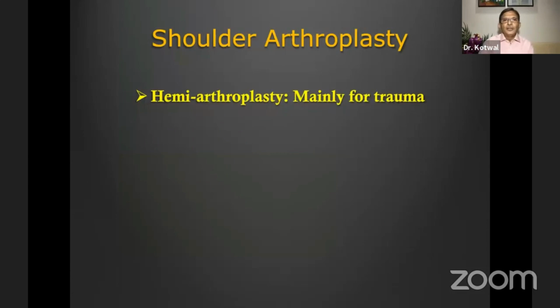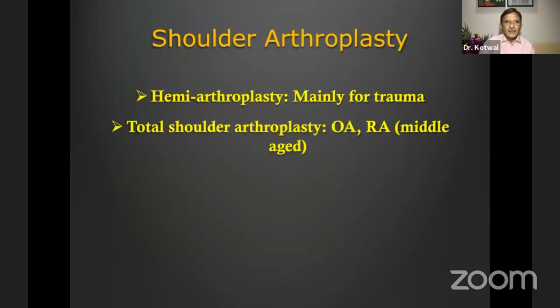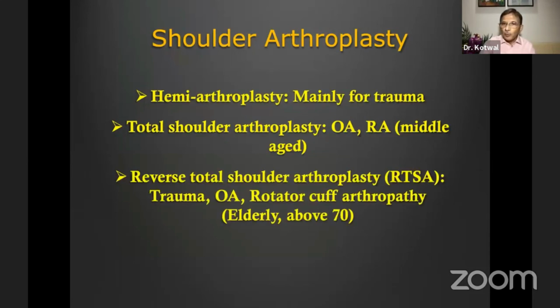So to conclude, hemiarthroplasty is indicated mainly for trauma these days. Total shoulder arthroplasty is indicated for osteoarthritis and rheumatoid arthritis, particularly in the middle-aged, not very elderly persons, in inflammatory as well as osteoarthritis. And the reverse shoulder is gaining more popularity now, particularly with the aging population, and particularly for trauma, osteoarthritis, rotator cuff arthropathy, generally above the age of 69 or 70 years.